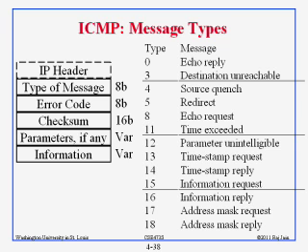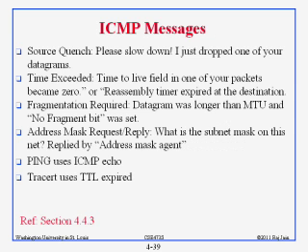Timestamp request and timestamp reply. You can send a timestamp request to somebody, and the reply will come back with the timestamp. Information request, information reply, address mask request, and address mask reply. So these are all the things that you could ask some other host, and they will reply back using ICMP. And there are more, by the way. This is not the complete list. All right. So I have explained most of these to you already.